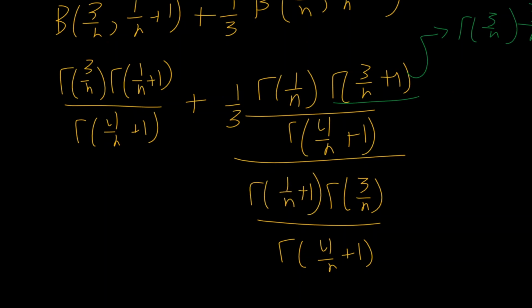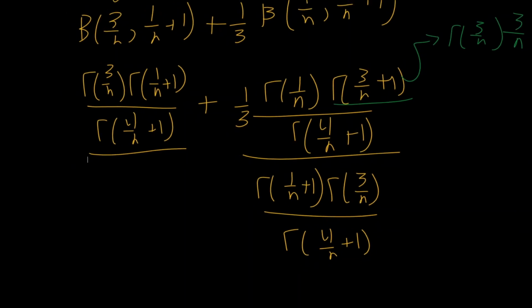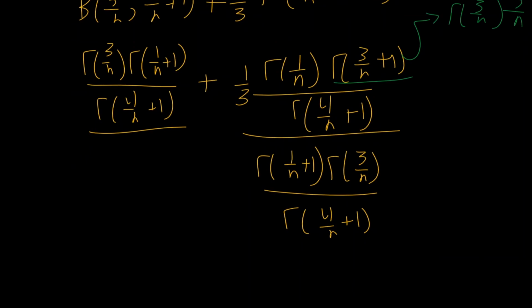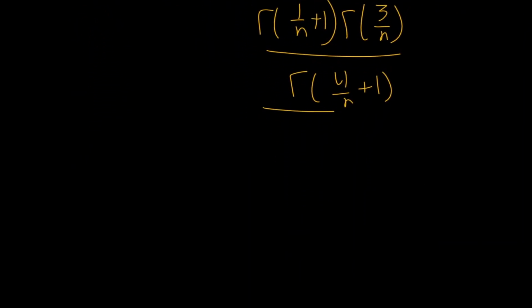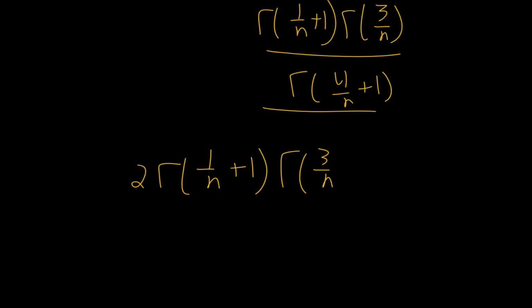And what we're left with is just the same thing as this right here. So what this sum is in total is just the following. It's going to be 2 times this. So we have 2 times gamma of 1 over n plus 1, and then times gamma of 3 over n, over gamma of 4 over n plus 1.